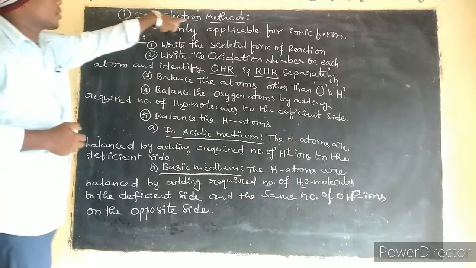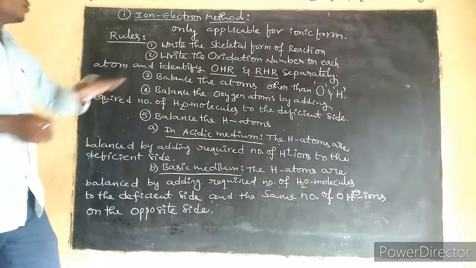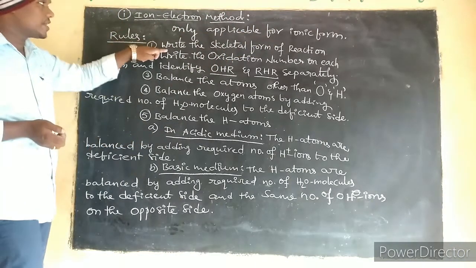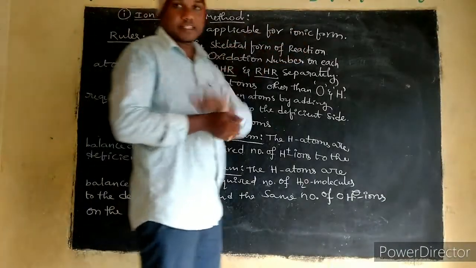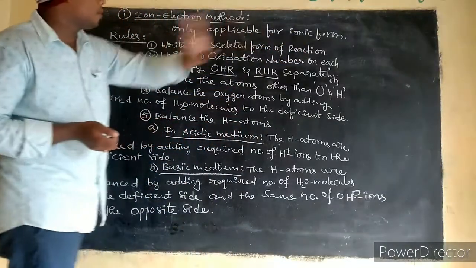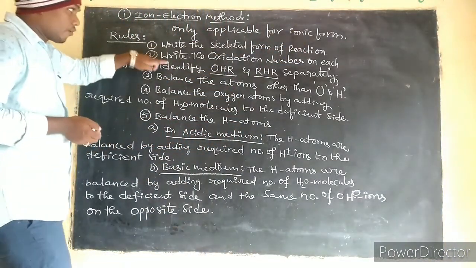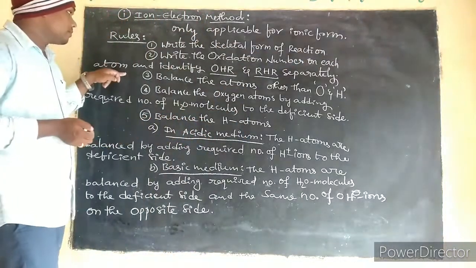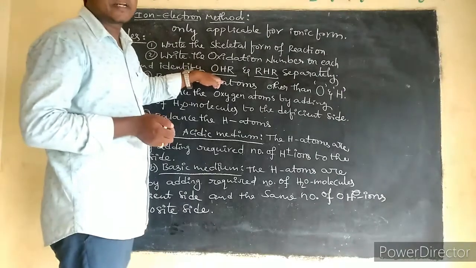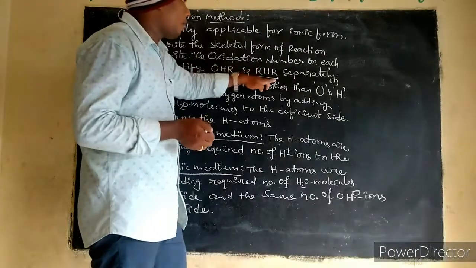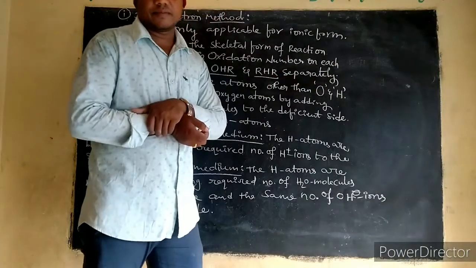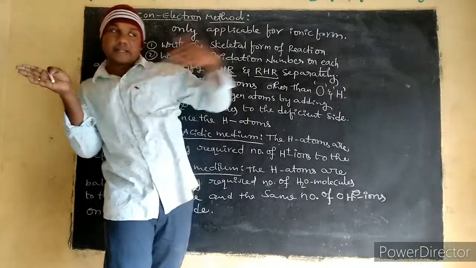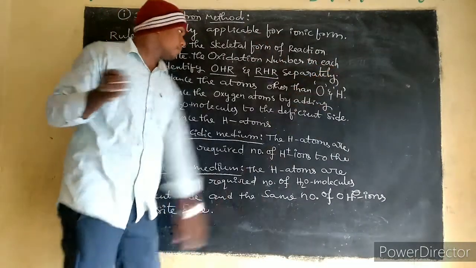First one, ion electron method. Only applicable for ionic form. And rules. The first rule is write the skeletal form of reaction. The second rule is write the oxidation number on each atom and identify oxidation half reaction and reduction half reaction respectively. Means we have to separate out this oxidation half reaction and reduction half reaction.